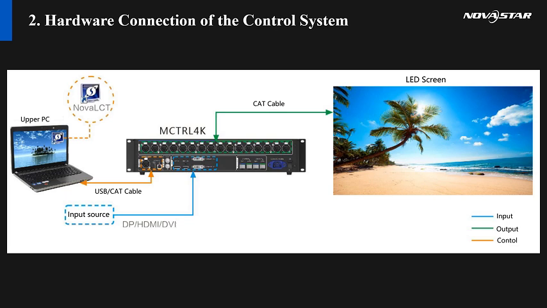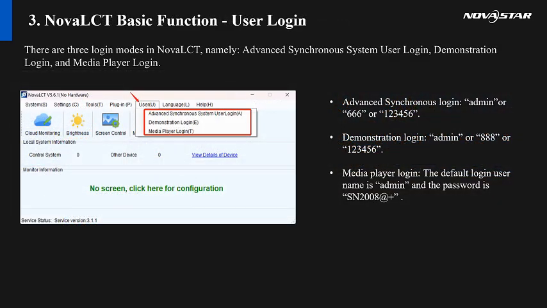Okay, after resetting all the control system, let's move into the number 3 function, user login. On the top options, click User. There are 3 options for you to choose. The first one, advanced synchronous system user login. It is used for the debugging of the control system, including some controllers like H series, control series, VX series. The default login password is admin or 666.